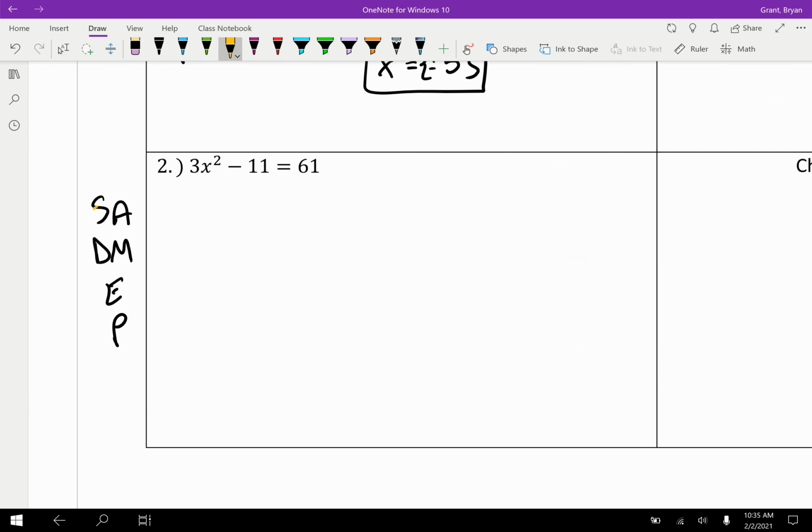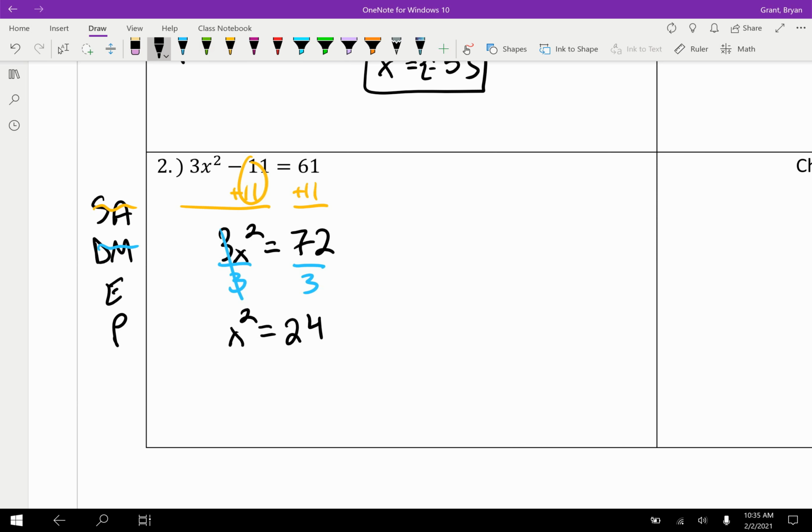We start with addition and subtraction, so we're going to add 11 to each side. That leaves us with 3x squared equals 72. Next up, we undo multiplication and division, so dividing by 3, just like that last problem. X squared equals, I think this one ends up being 24. You should probably double check that.